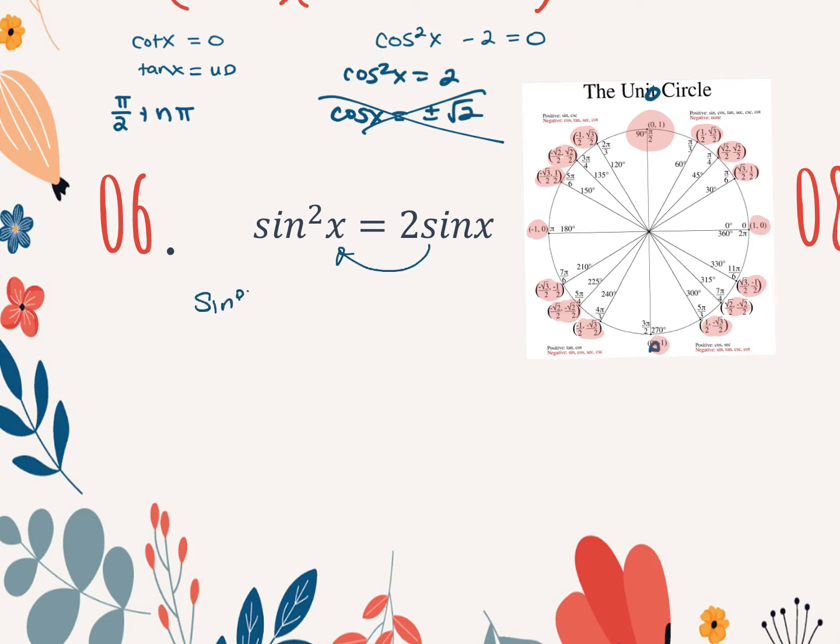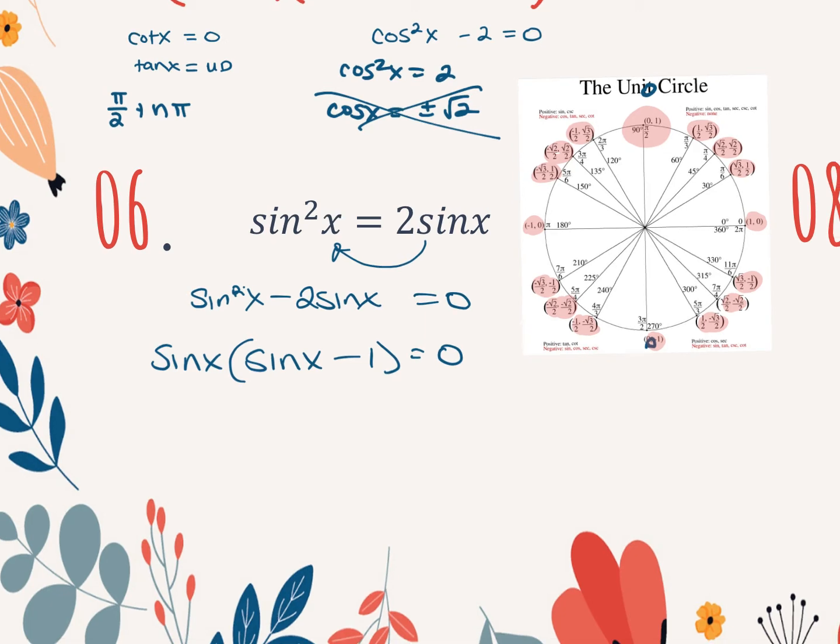Sine squared x minus 2 sine of x equals 0. Then think along what we're doing, right? Could I factor this? What do they both have in common? A sine. So I take out the sine, and I get sine of x minus 2. And again, we factored it into 2 terms. Thank you. So then I split these and I set them equal to 0.